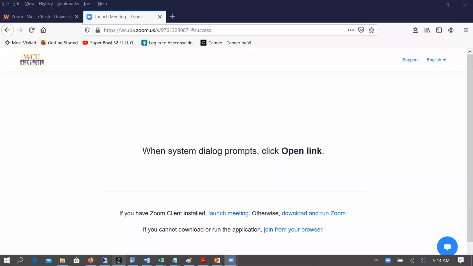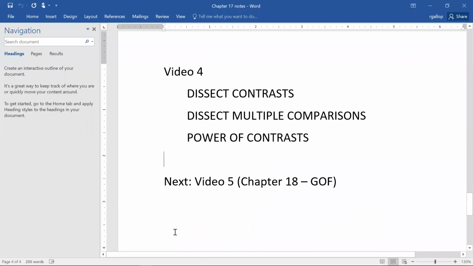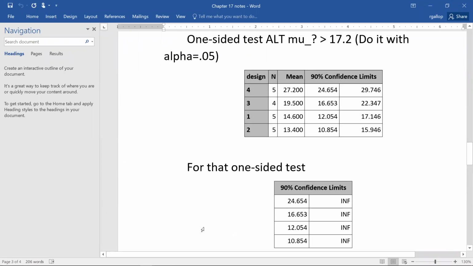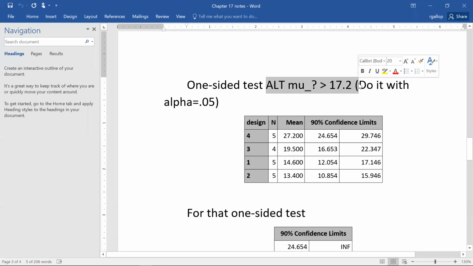Let me get to where we left off the last time. Last time, we really got into discussing confidence intervals for the ANOVA. We also talked about using the confidence intervals to create graphics, as well as the ability to do one-sided tests. And we saw in this case here with the one-sided test, where the alternative is that the mean of whichever the 4 levels below is greater than 17.2.